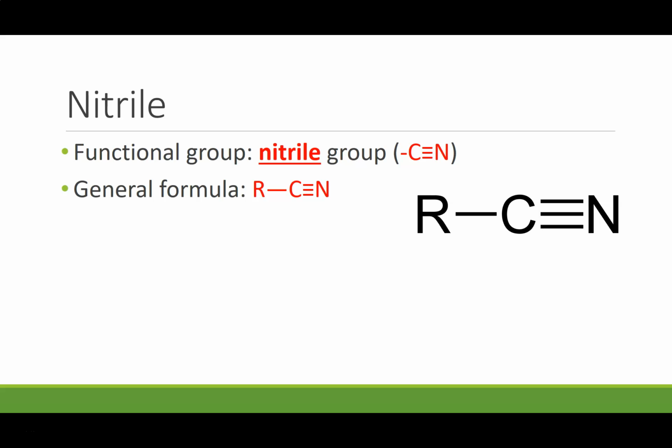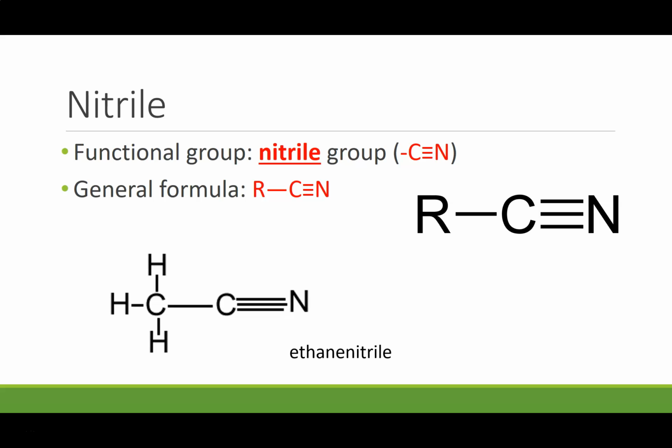Our next functional group is the nitrile group, which is a carbon bonded to a nitrogen with a triple bond. The general formula is RCN. Again, R is a hydrocarbon chain. Here we have an example of a compound that has the nitrile group, and we can see that the nitrile group is right here.